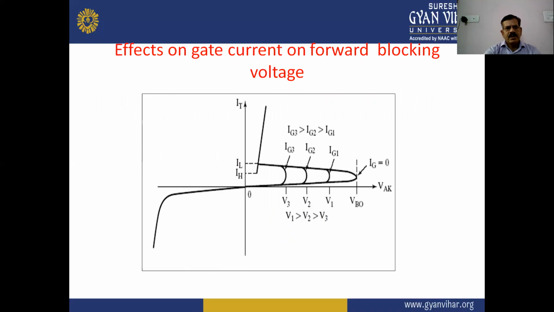What is the effect of gate current on forward blocking voltage? This graph shows the effects of gate current on forward blocking voltage. There are different gate currents, IG1, IG2, and IG3, at different voltage levels. At voltage V3 the gate current is IG3, at voltage V2 the gate current is IG2, and at voltage V1 the gate current is IG1. So there are different gate currents with respect to different voltage values.